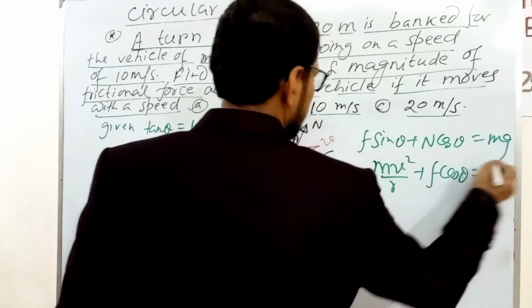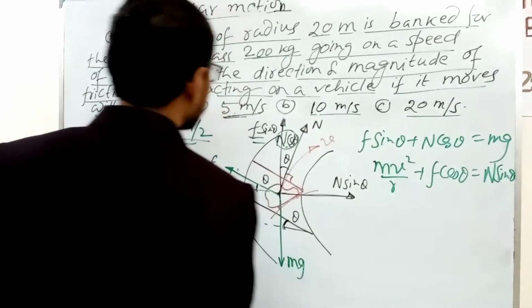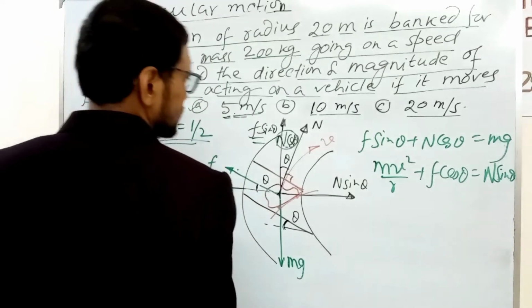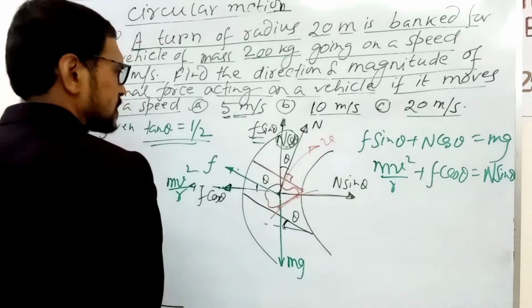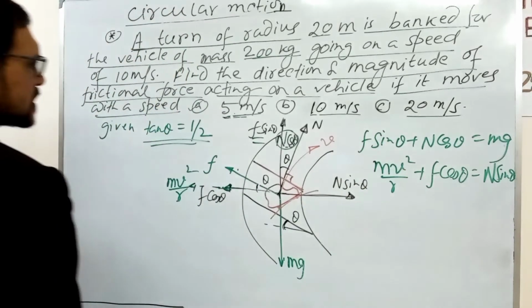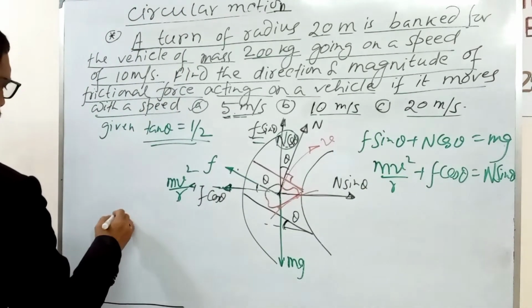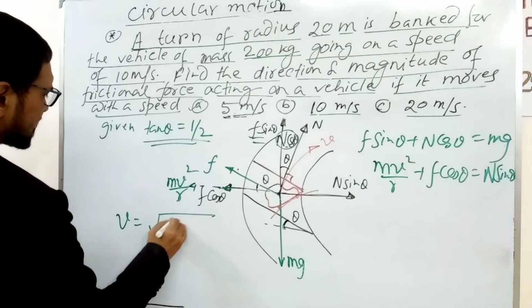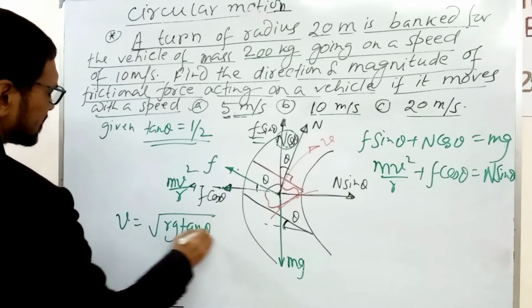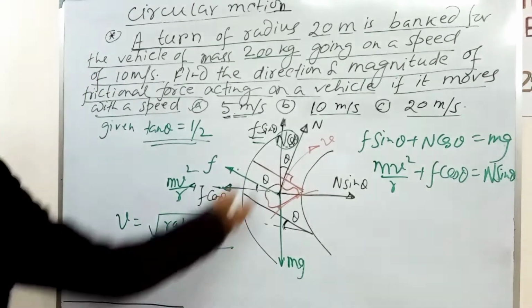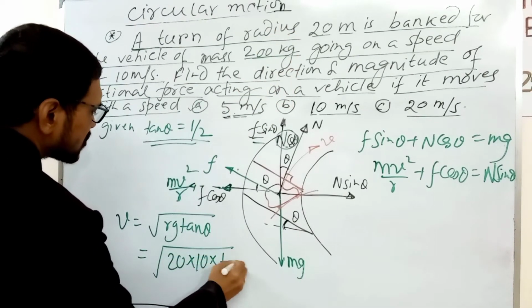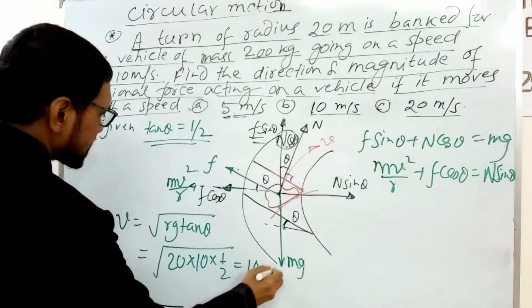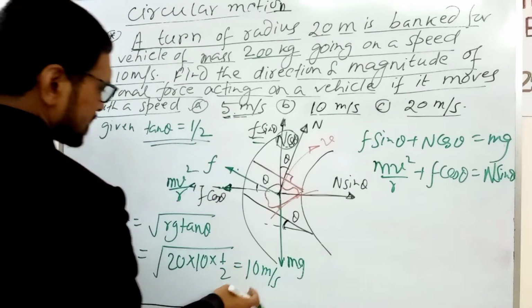N sin theta. Now simplify this. So for v, first calculate at which velocity friction is 0. If v equals root over rg tan theta, what is r? R is 20, g is 10, tan theta equals half. So this is 10 meter per second. So now v is less than 10 meter per second.